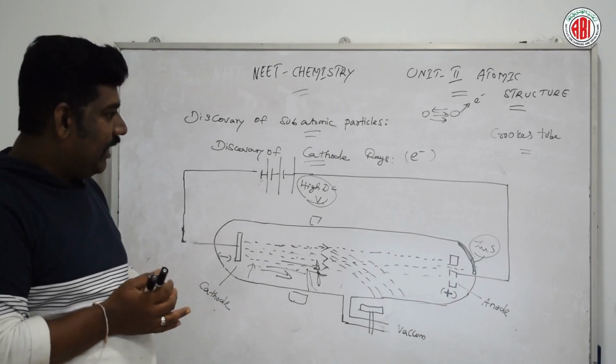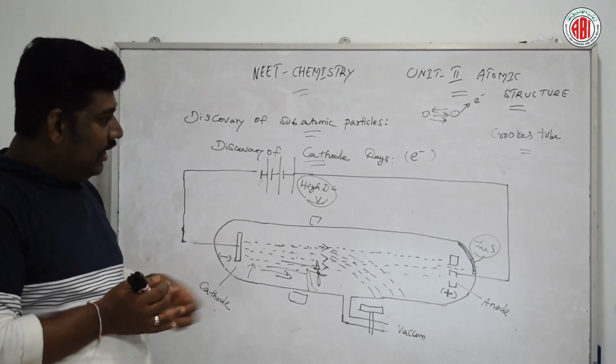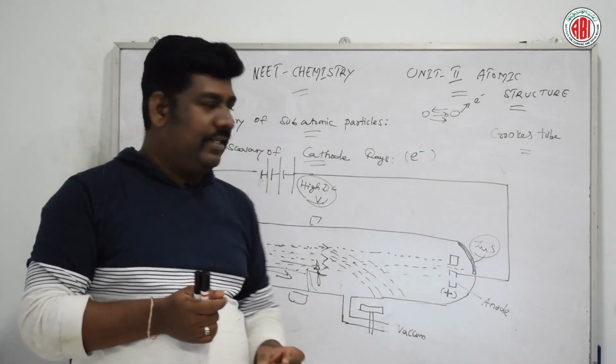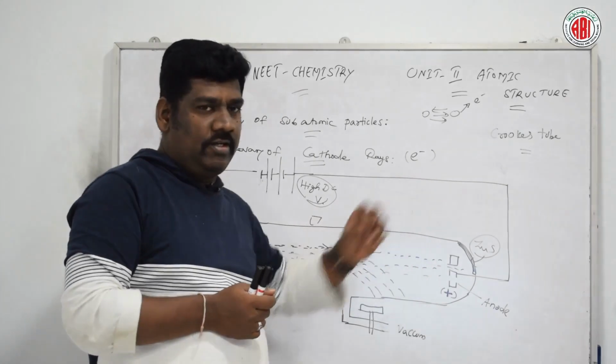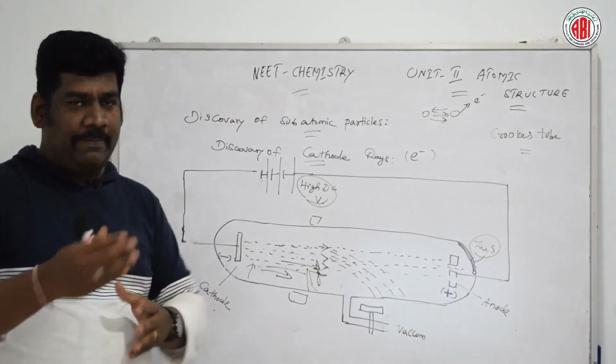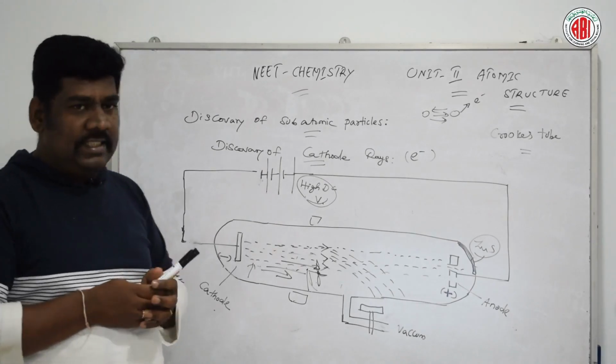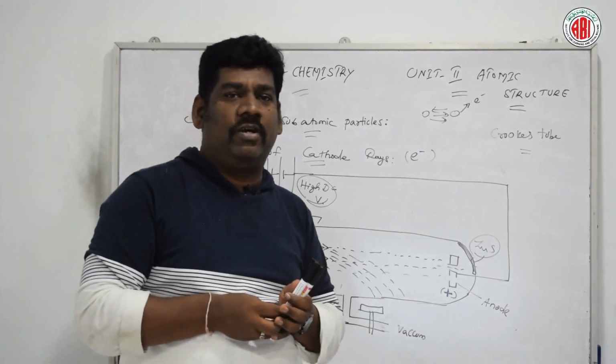So the discovery of cathode rays finally concluded that the rays contain the fundamental negatively charged particles, which are said to be electrons. So the electron discovery happened first, in the beginning. Now let us discuss the charge to mass ratio of the electron.